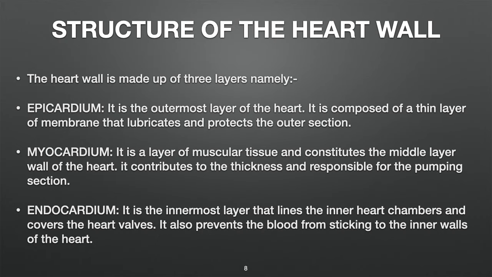Now talking about the structure of the heart wall. The heart wall is made up of three layers. The outermost is the epicardium, and then comes the myocardium, and the innermost is the endocardium. So talking about the epicardium, it is the outermost layer of the heart that is composed of a thin layer of membrane that lubricates and protects the outer section.